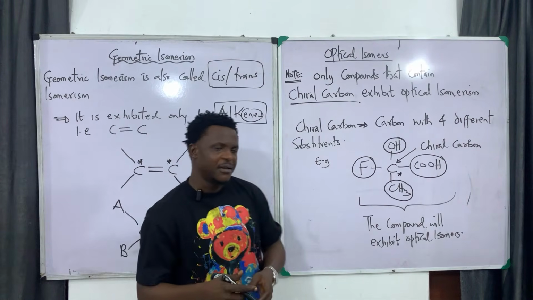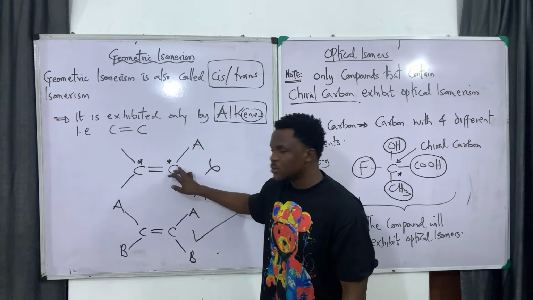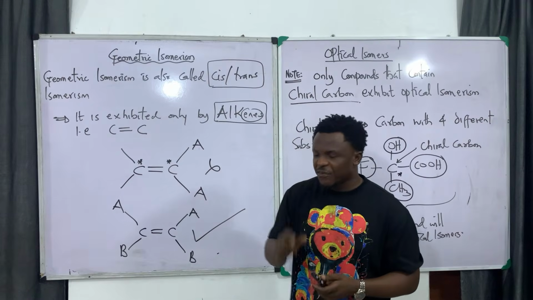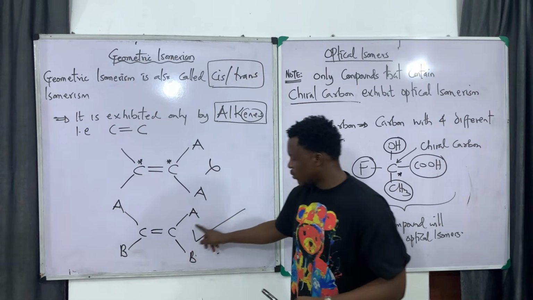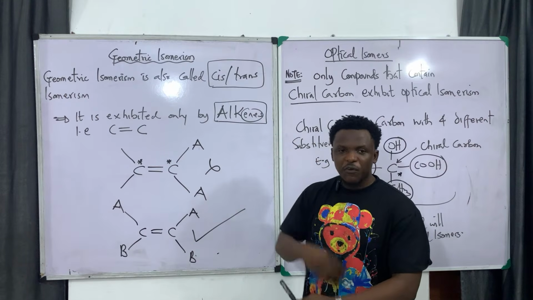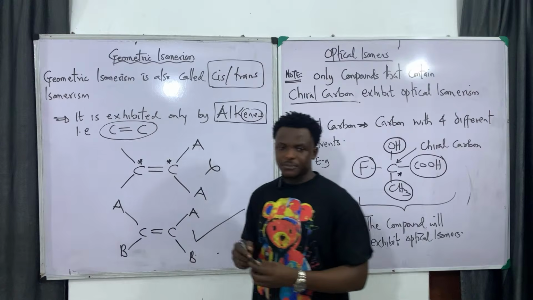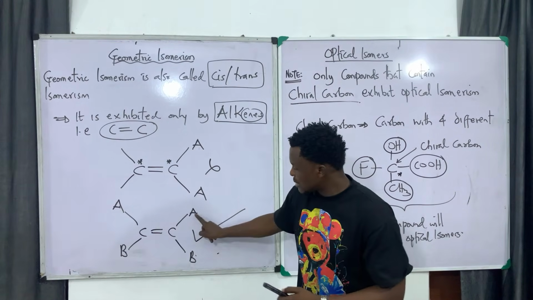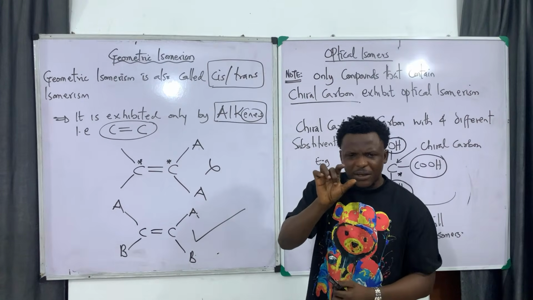So if you want to write, you can say, for any compound to exhibit geometric isomerism, each carbon of the double bond must have different substituents attached to it. A and B are different, so this will exhibit geometric isomerism. If A and A are the same, this will not exhibit it. So for geometric isomerism, number one, they must have a double bond. Number two, each carbon of the double bond, individually, must have two different substituents, A and B. It may not make sense now, but let's take an example so that you see what I mean.